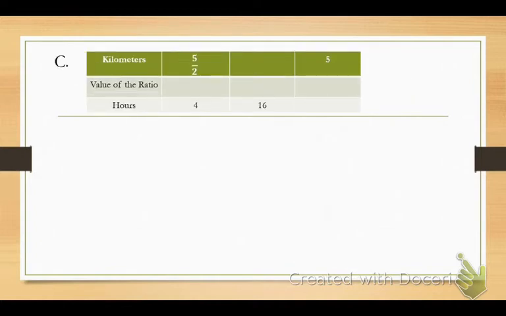All right, so I want you to do this last one. Okay, go ahead and do this last one. It's the most challenging because the value of our ratio is not a whole number. Okay, so go ahead and find the value of your ratio and then fill in the rest of this table, please. Okay, Maddie, tell me what you did to find the value of the ratio.